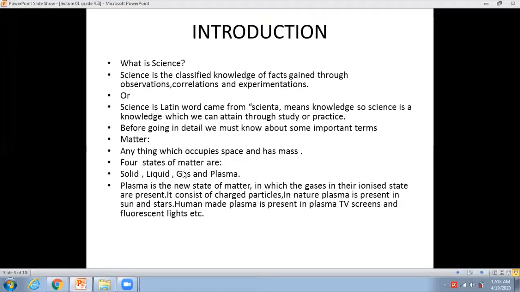But before going into the detail of chapter number 1, we have some introduction of science, because chemistry is a branch of science, so we must know what science is. What is science? Science is the classified knowledge of facts gained through observations, correlation, and experimentation. Our second definition is that science is a Latin word that came from scientia, which means knowledge. So science is knowledge which we can attain through study or practice.